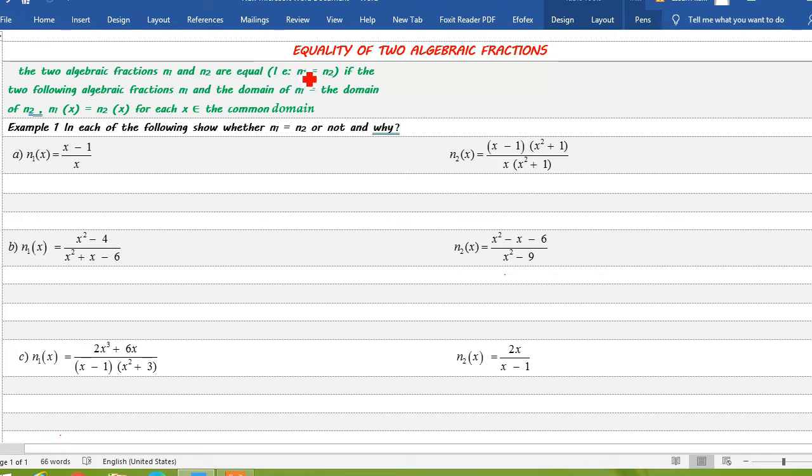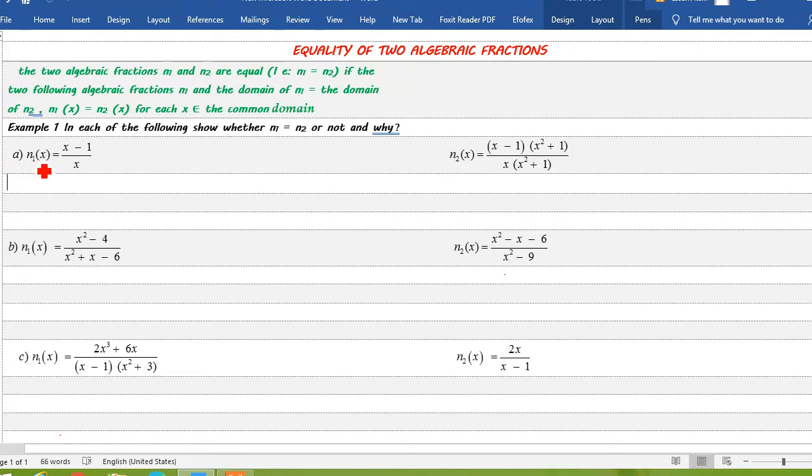Today's lesson is equality of two algebraic fractions. Two algebraic fractions n1 and n2 are equal if two conditions exist. The first condition is n1 of x equals n2 of x, and the domain of n1 equals the domain of n2. For example 1, in each of the following, show whether n1 equals n2 or not and why.